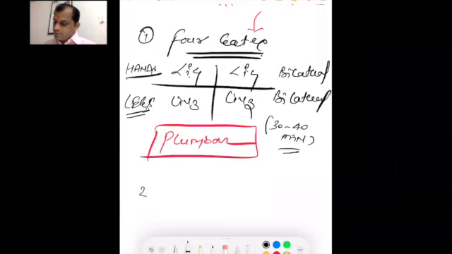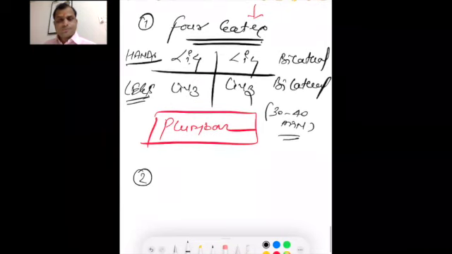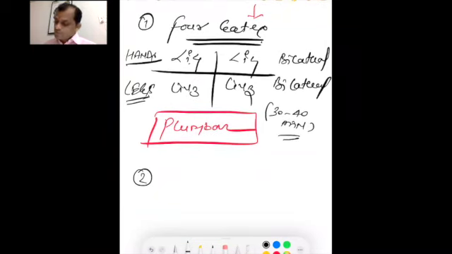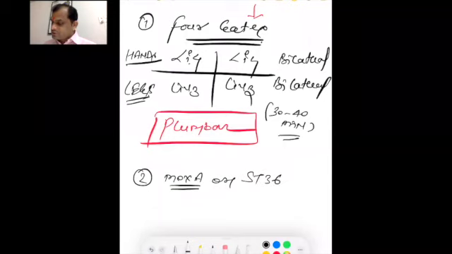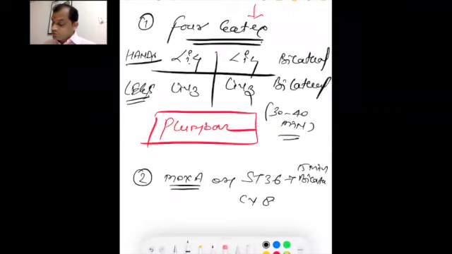Now the treatment number 2. Now we have to do the moxa on stomach 36 and CV8. Stomach 36, 15 minutes bilateral, twice, and the CV8 minimum 10 to 12 minutes, twice a day.